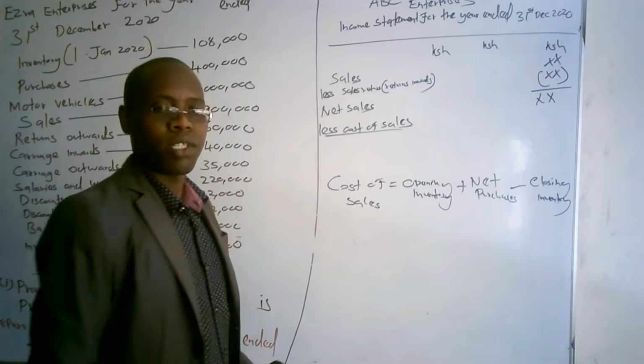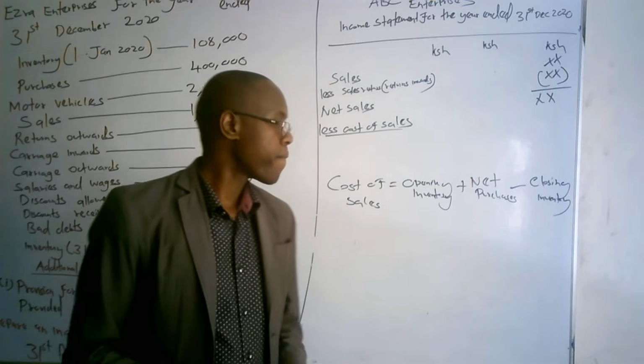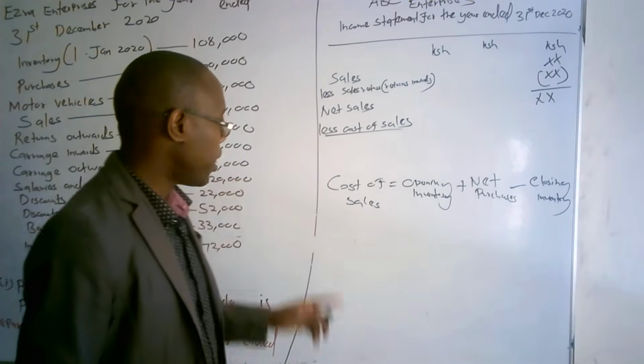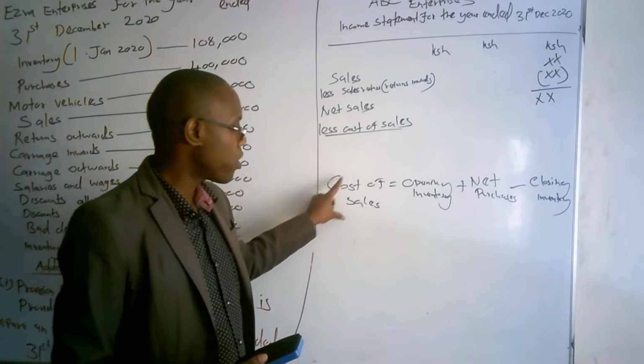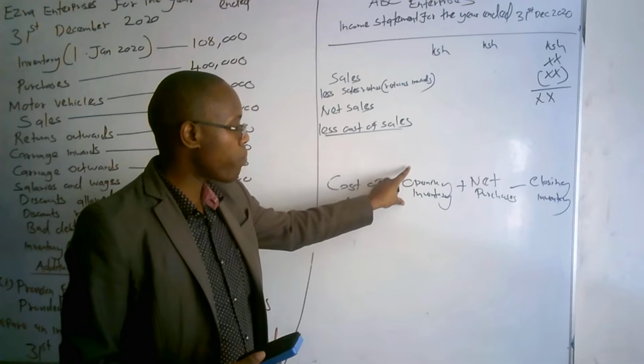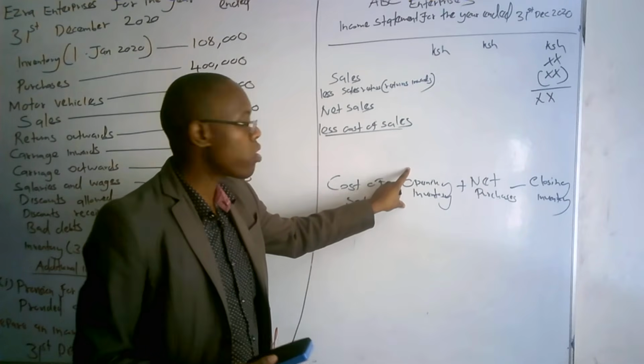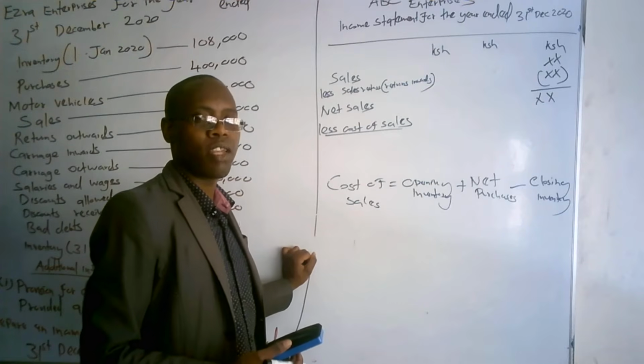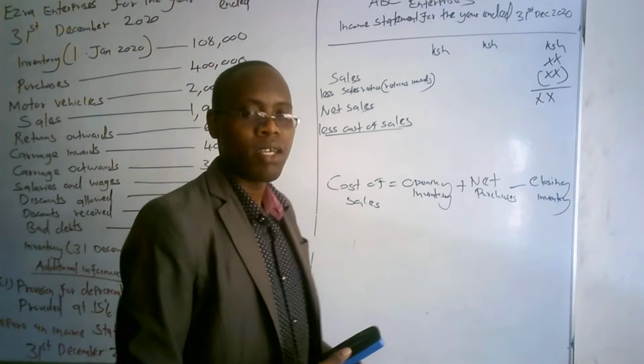Remember, closing inventory is the same as closing stock. Opening inventory is the same as opening stock. So this is how we find the cost of sales. We are going to take the opening inventory or the opening stock. We add net purchases, not only purchases. There is a difference between just adding purchases and also net purchases.